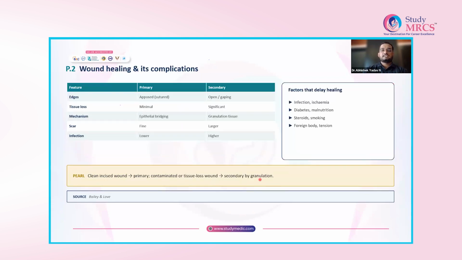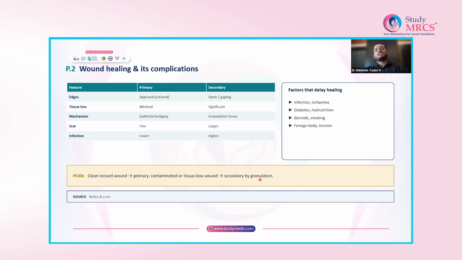Coming to wound healing and its complications. Any wound has to heal either by primary intention or by secondary intention. What is primary intention? When the edges are opposed, for example a surgically incised wound that you have sutured back, that skin will heal by primary intention. Here the tissue loss will be very minimal. The mechanism of wound healing is epithelial bridging. The scar is linear and fine. The chance of infection is very low in primary wound healing.